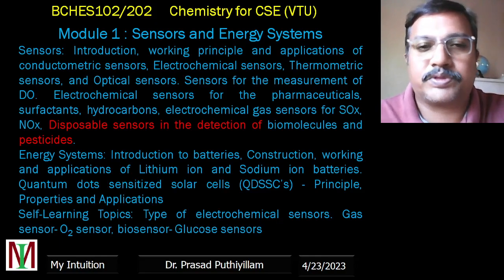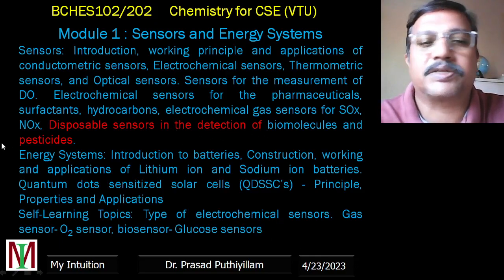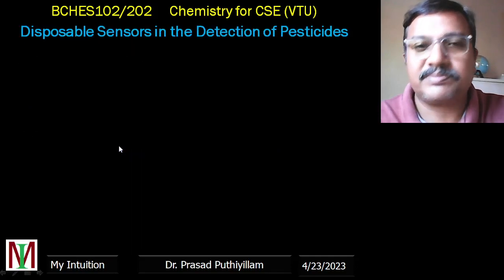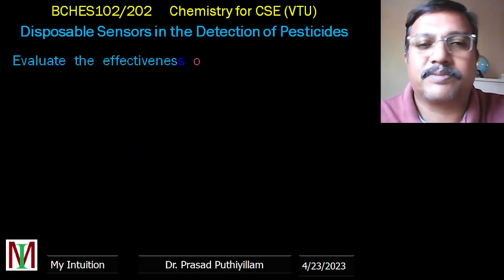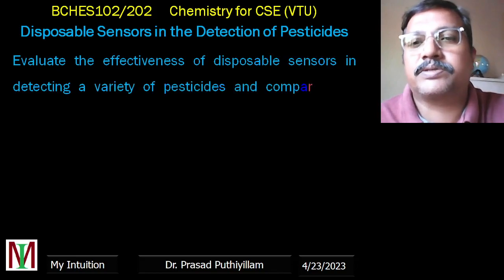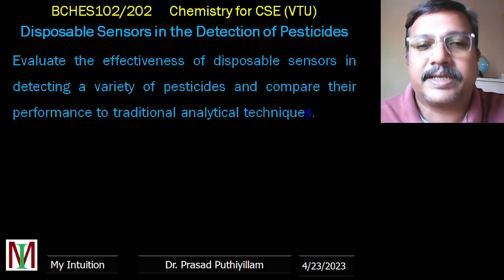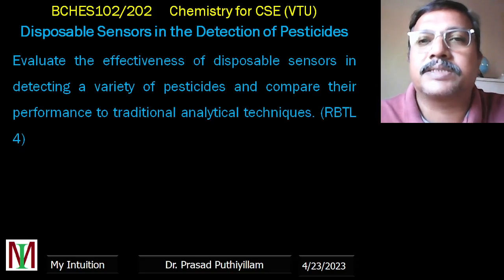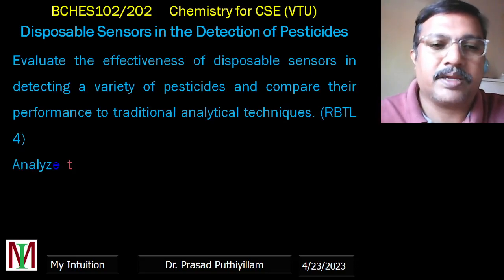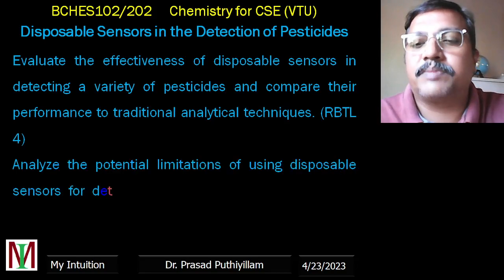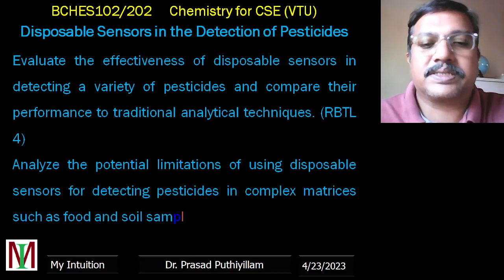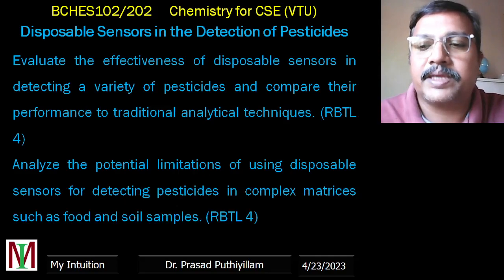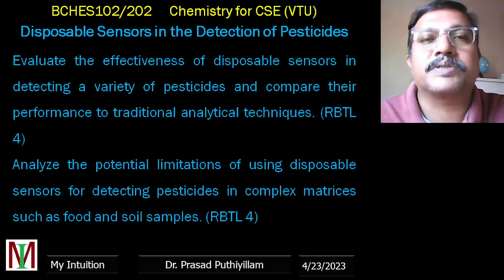So I covered almost half of the module. Now this particular class is for disposable sensors in the detection of pesticides. Some of the questions: Evaluate the effectiveness of disposable sensors in detecting a variety of pesticides and compare their performance to traditional analytical techniques. Analyze the potential limitations of using disposable sensors for detecting pesticides in complex matrices such as food and soil samples.